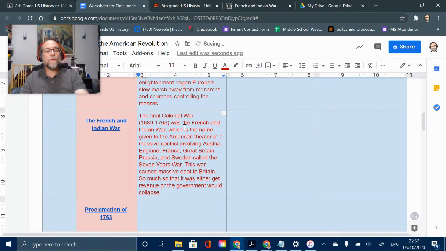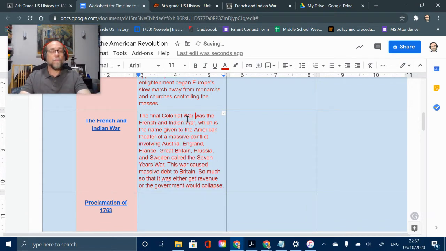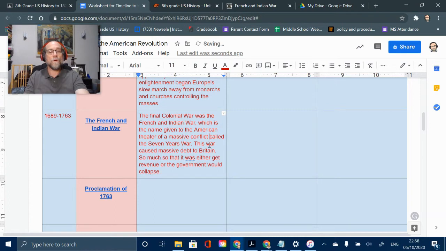Okay, so I'm going to take a look at this first sentence. I don't need the dates. In fact, they need to be moved over into this column. And we don't need those parentheticals. Okay, so we got that all set up nicely. So the final colonial war was the French and Indian War, which is the name given to the American theater of a massive conflict. And I'm going to take out involving Austria, England, France, Germany, Sweden, and just say it was called the 7 Years' War. Okay, this war caused massive debt to Britain, so much so that it was.